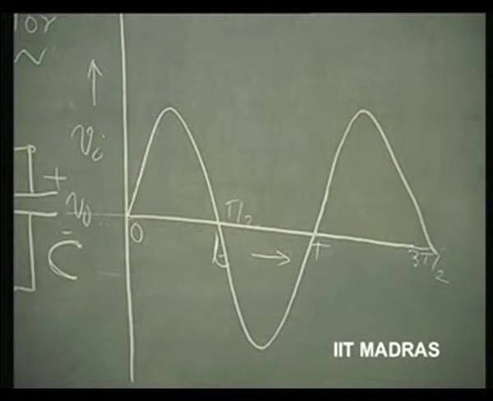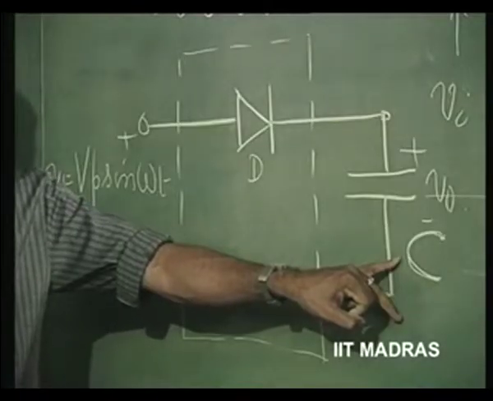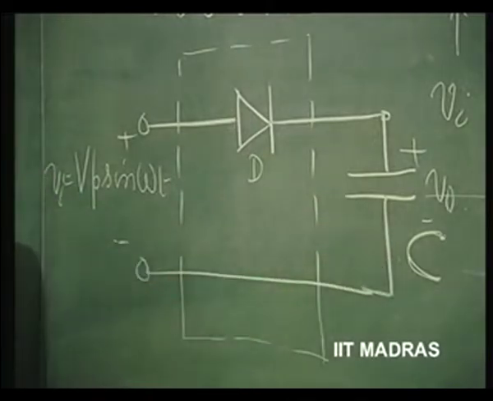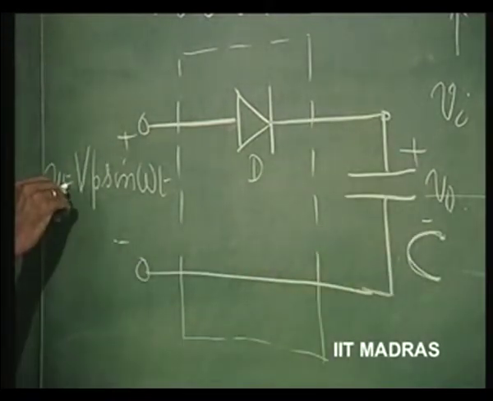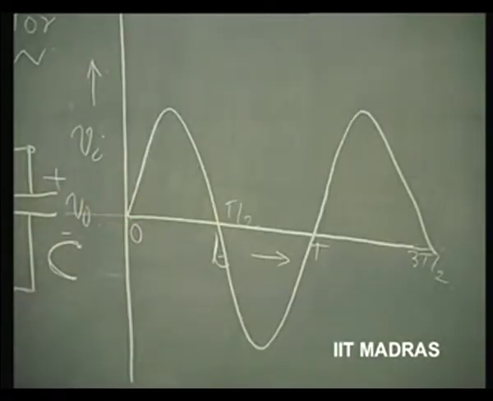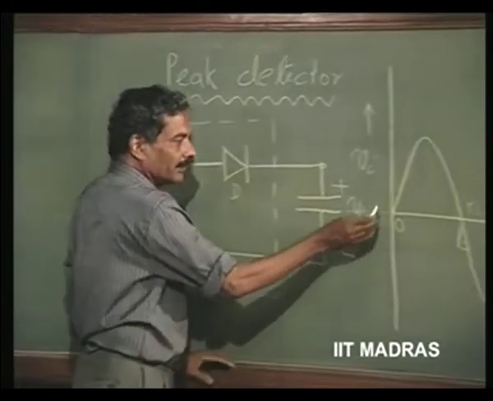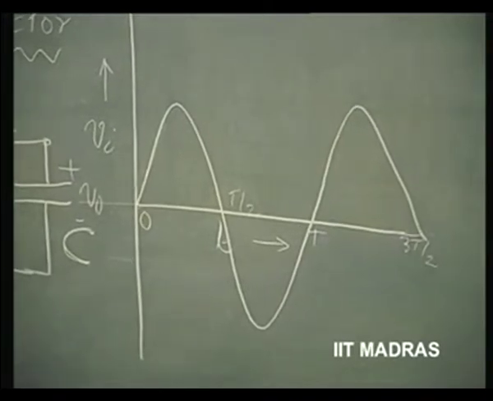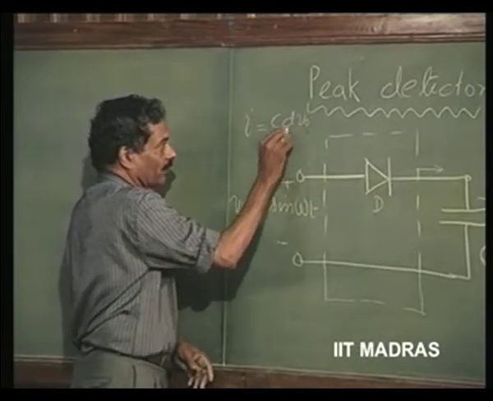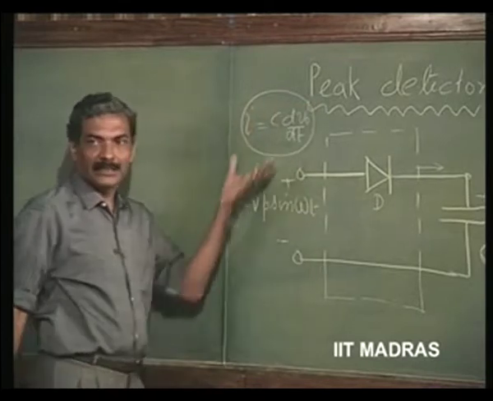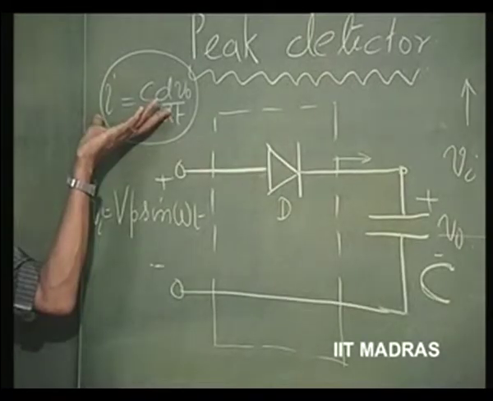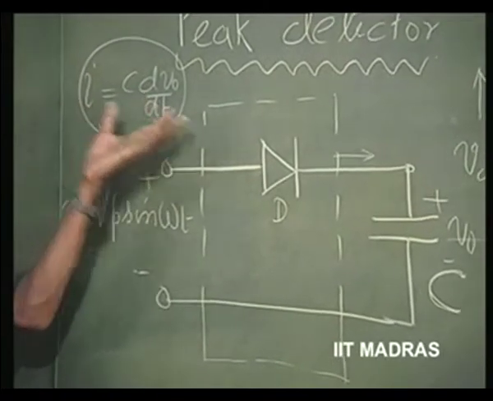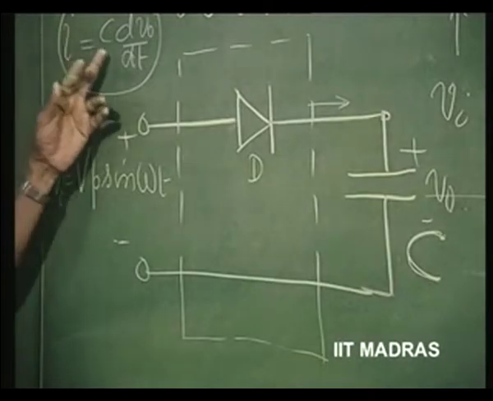If this is the assumption, and the assumption is that the capacitor is initially not charged, then there is nothing across the capacitor, no voltage, voltage is 0. So, the voltage V naught is 0 and Vi is starting from 0, let us say, and it is going more positive. Since there is a slope here, C dV by dt is the current in the capacitor. All of you know I is equal to C dV naught by dt. This is the basic relationship between current through the capacitor and the voltage across the capacitor V naught. In this case, voltage across the capacitor is V naught.